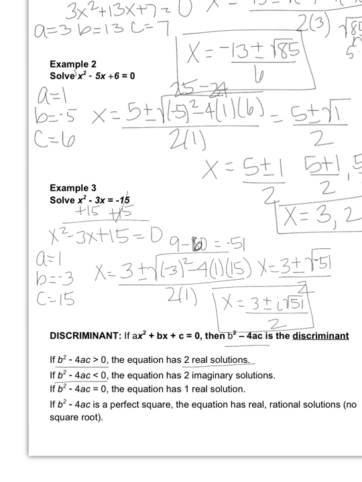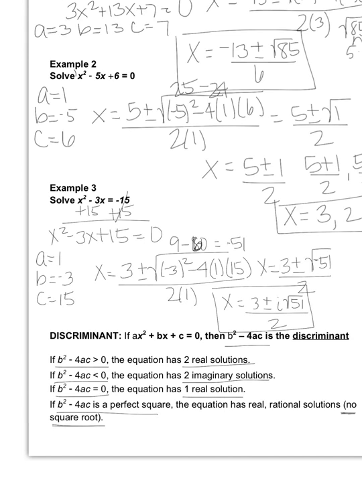Notice on the next part, if it's negative, which is less than 0, you're going to have two imaginary solutions, just like what we did on 3. We ended up with a negative under the radical. That made it imaginary. And if your discriminant is 0, that means you only have one real solution. If your b squared minus 4ac is a perfect square, which we had on number 2, then the equation has real rational solutions, so no square root, like we had on number 2.